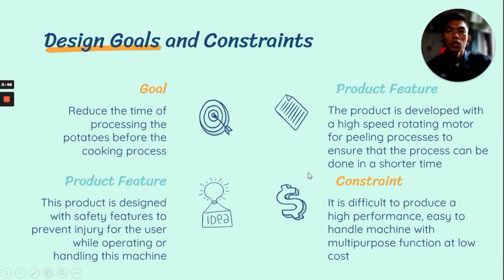Our design goal is to reduce the time of processing the potatoes. For the product features, this product is designed with safety features to prevent injury while handling the machine, and it is also developed with a high-speed rotating motor for the peeling process to ensure that the process can be done in a shorter time. The constraint that we need to face is the difficulty to produce a high performance or a fully functional machine at a low cost.